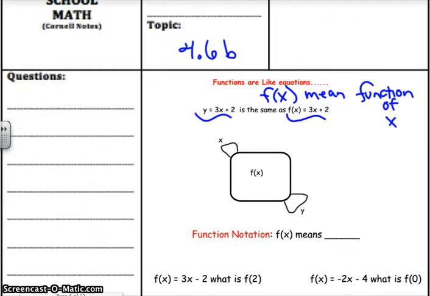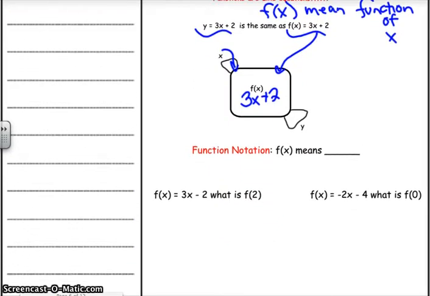So when x goes in, the function of x does something to it. In this situation, it would go 3 times x plus 2, and then out comes your y. Your y became a function of x. So function notation, f of x just means y. It's the same thing. They just try to make it look confusing. As 8th graders, this is how you're going to see it. Y is a function of x. You do something to x and then you get your y.